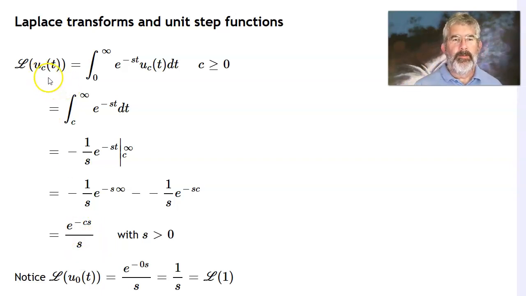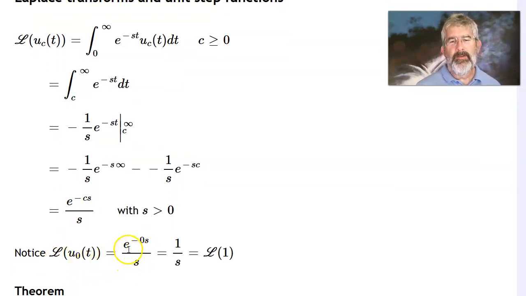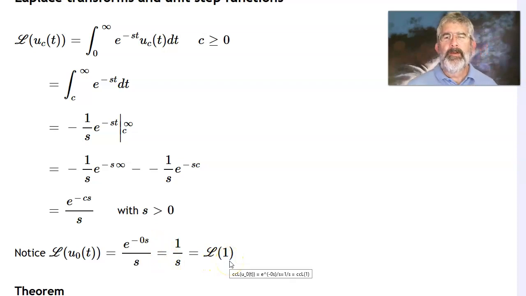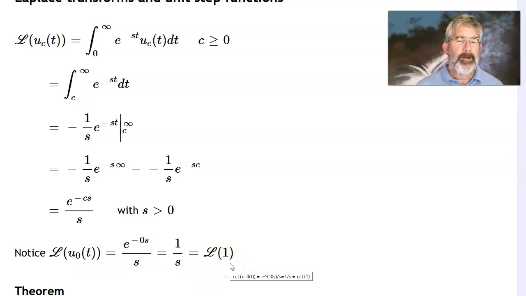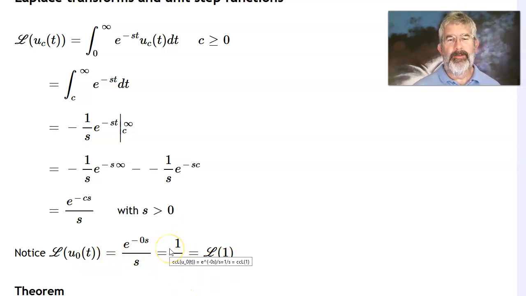So if this was u sub 2 of t, then I would have e to the minus 2s over s. In particular, if it's u sub 0, then this would just be e to the 0 over s, which is 1 over s, which is the same as the Laplace transform of 1, which brings up an interesting thing, right? U sub 0 is not equal to 1 on the negative side, but it is equal to 1 for all values of t greater than or equal to 0. And when we're doing Laplace transforms, we're doing the integral from 0 to infinity, so we're not really looking at the negative side. So at least on the positive side, u sub 0 of t actually is the same as the function 1, so it's good that we end up with the same value for the Laplace transform.